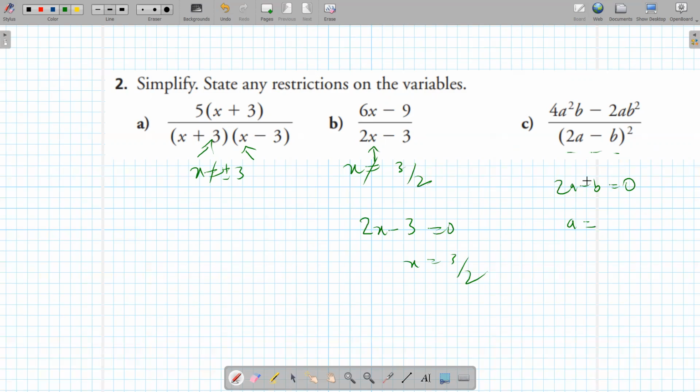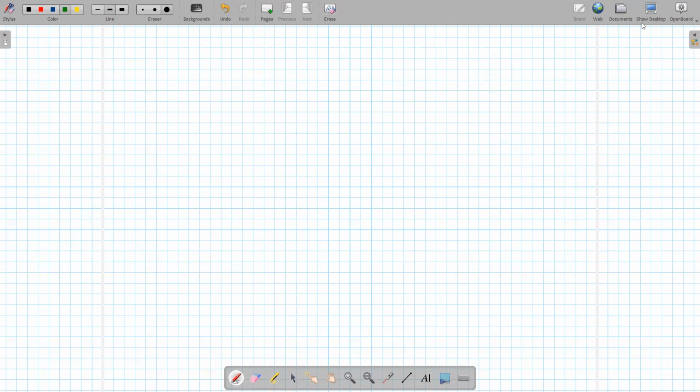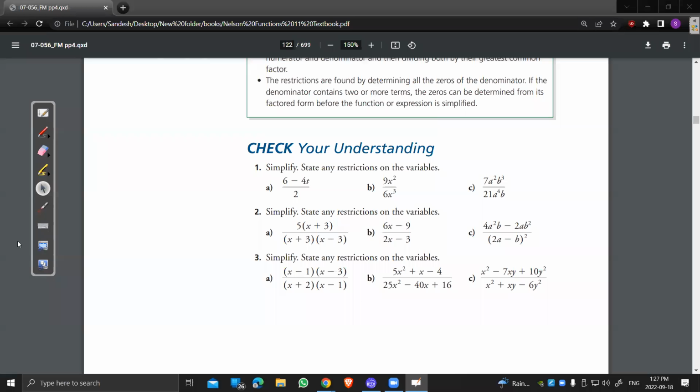Well, step 1, add b on both sides. You'd get 2a equals b. Step 2, divide both sides by 2. So a can't be b/2. That's going to be the restriction for this one. Okay? So sometimes it's going to be a proper number, but if there's a multivariable thing going on, like in this case, it is going to be one in terms of the other.